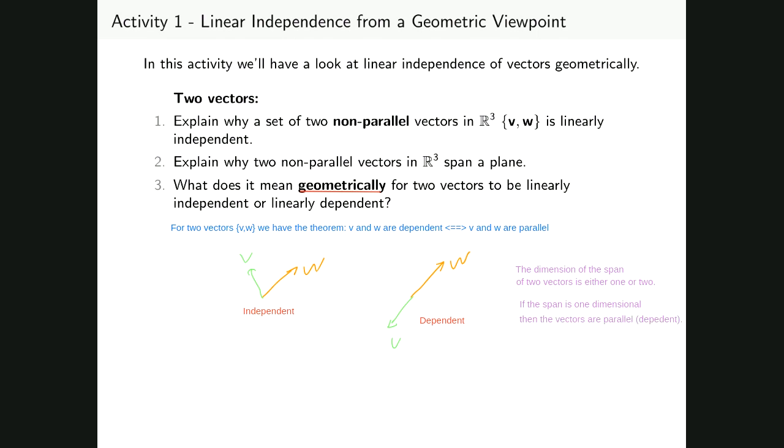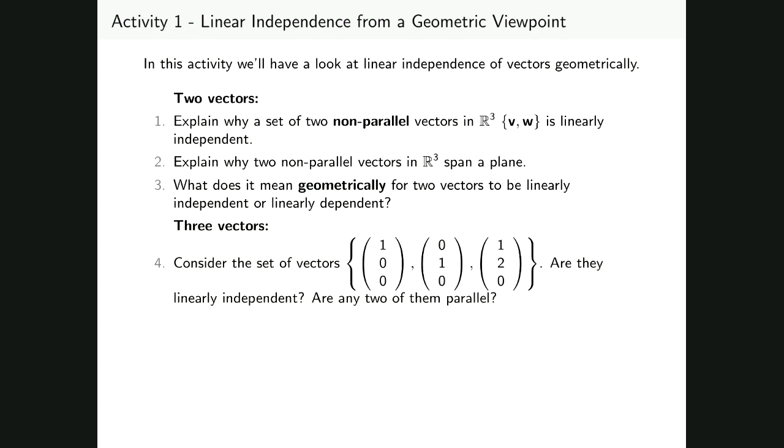Okay. If the span is two-dimensional, then the vectors are independent. Okay. This will come up later on in the activity, but I think it's an important point to make now, that there's really a connection between the number of vectors and the dimension of this span. Okay, so let's move on to the next part of the activity.